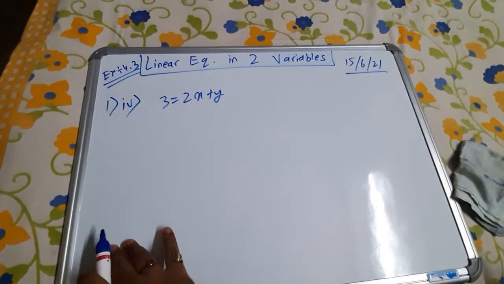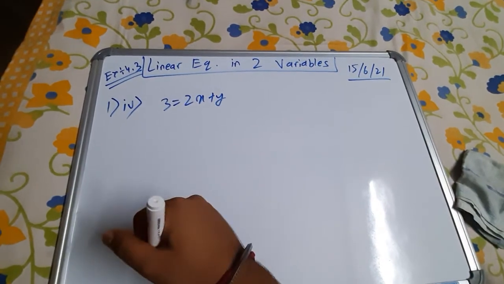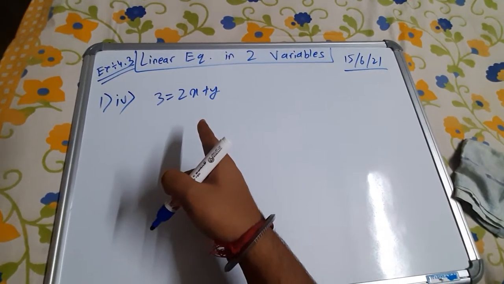Okay, so this is our first equation. This is sum number 1 part 4. This is 3 equal to 2x plus y. This sum we will be doing right now to plot the graph of this linear equation.